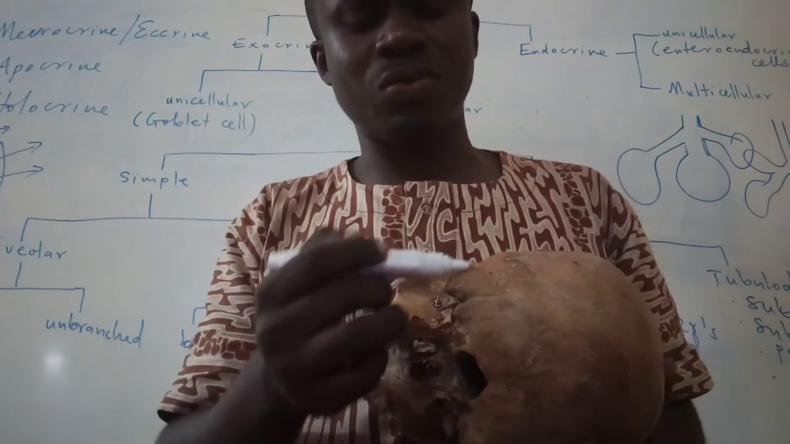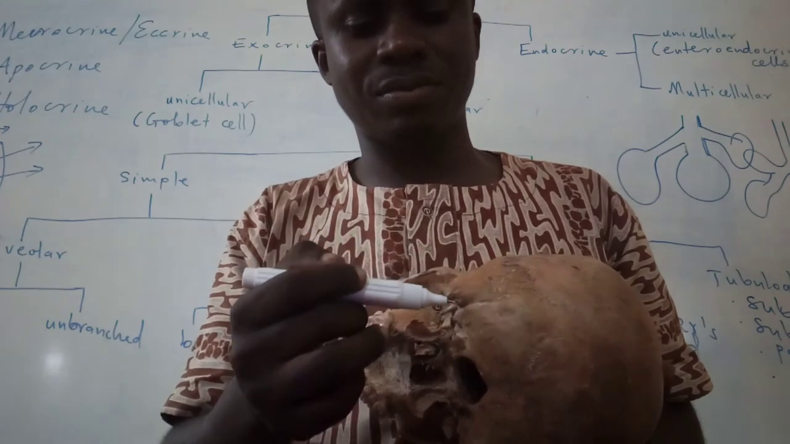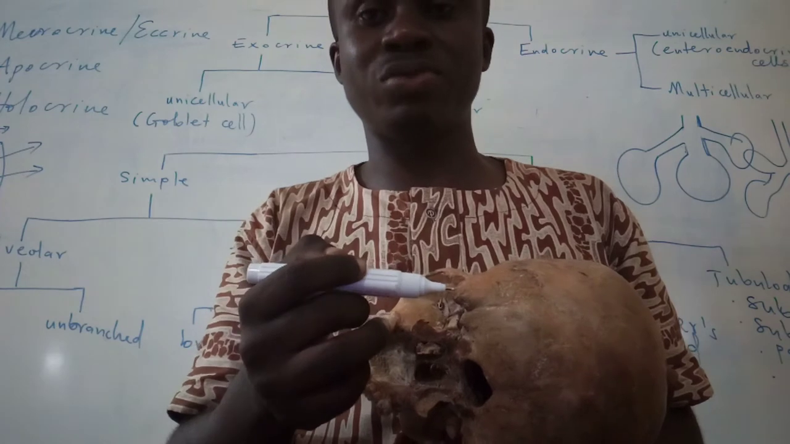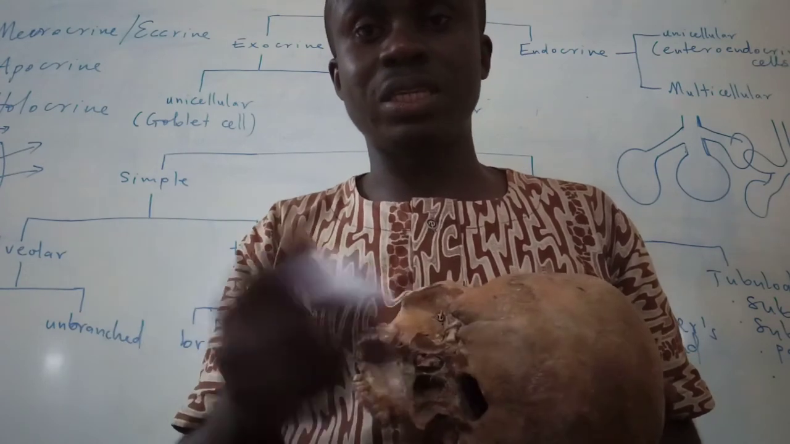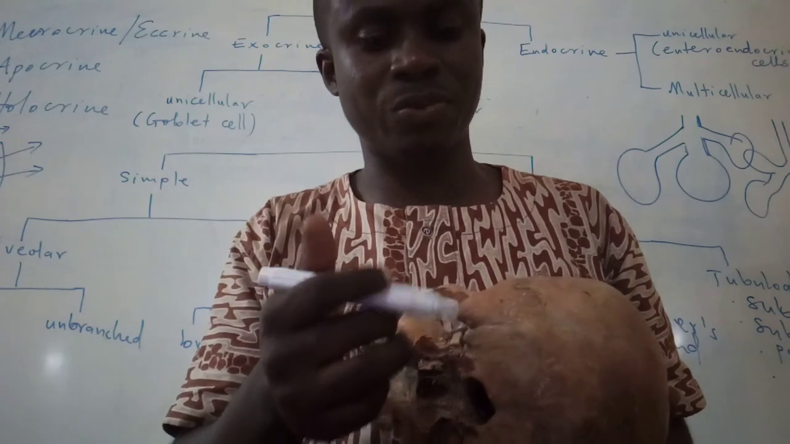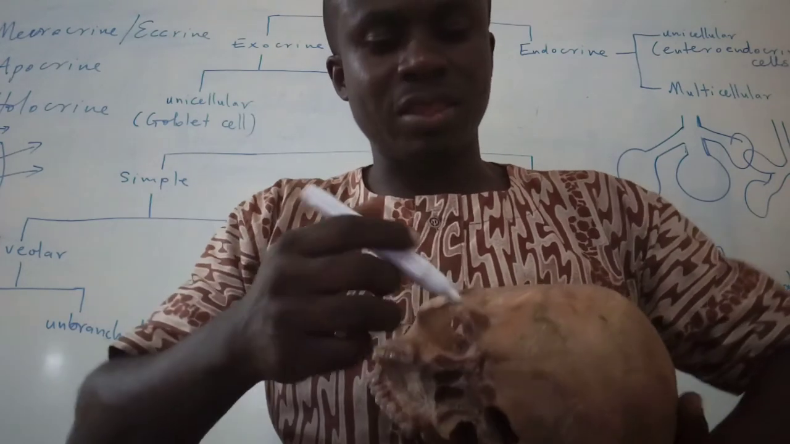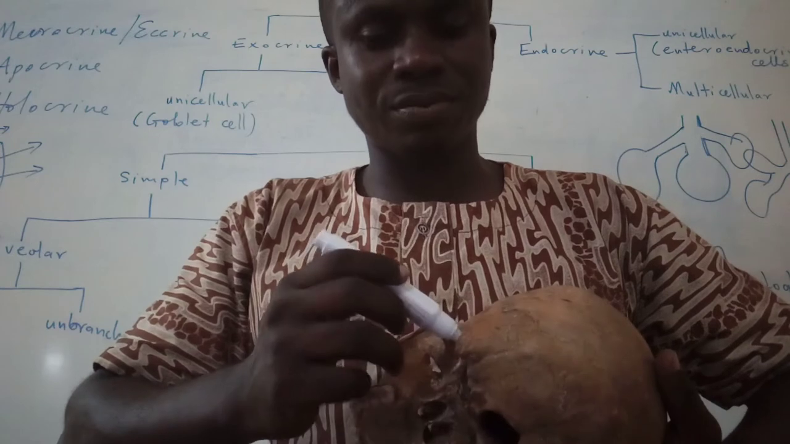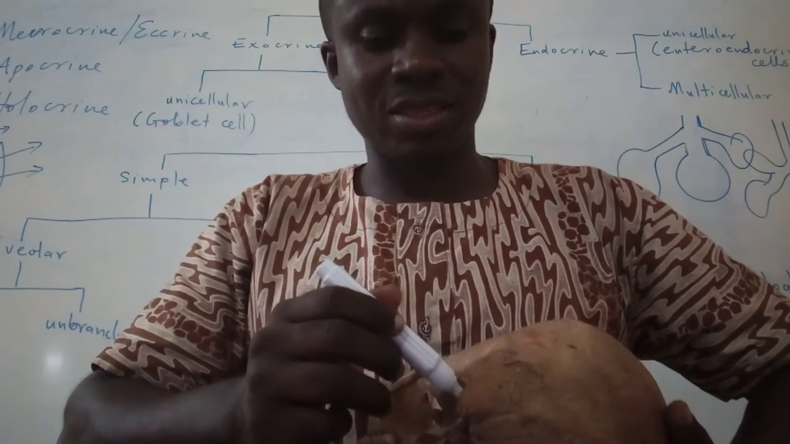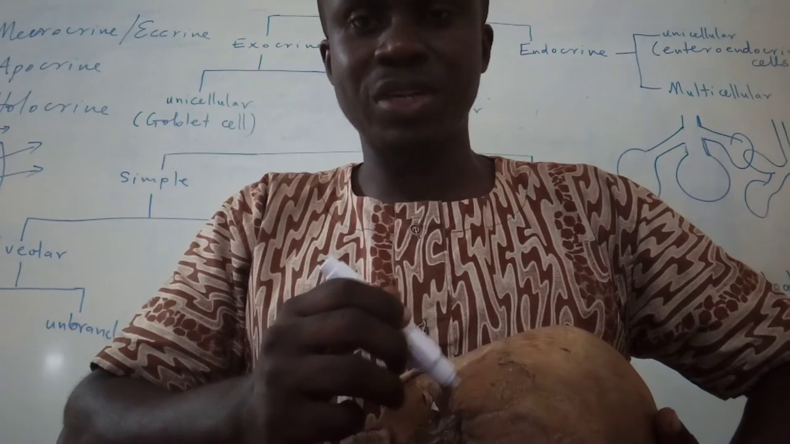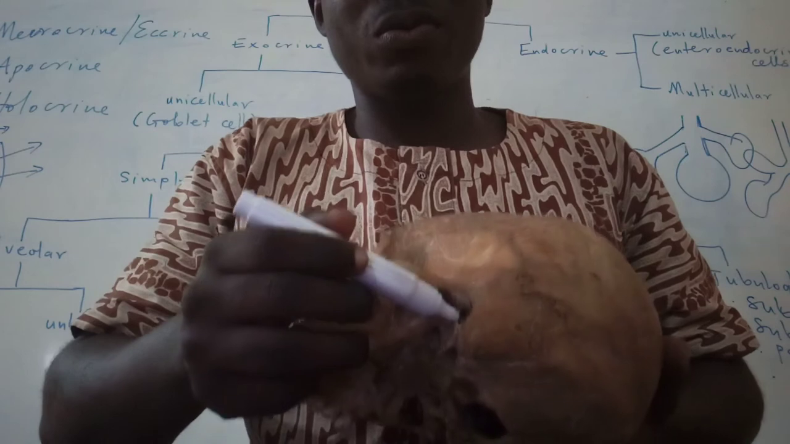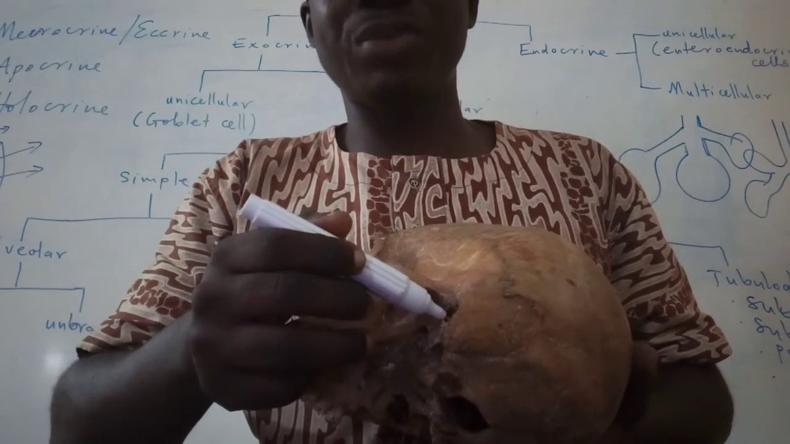Again, we have the mastoid process, which gives attachment to the sternocleidomastoid, which we will look at in no time. Now again, intermediate to the mastoid process, we find this opening known as the external acoustic meatus, or we also call it the external auditory meatus.